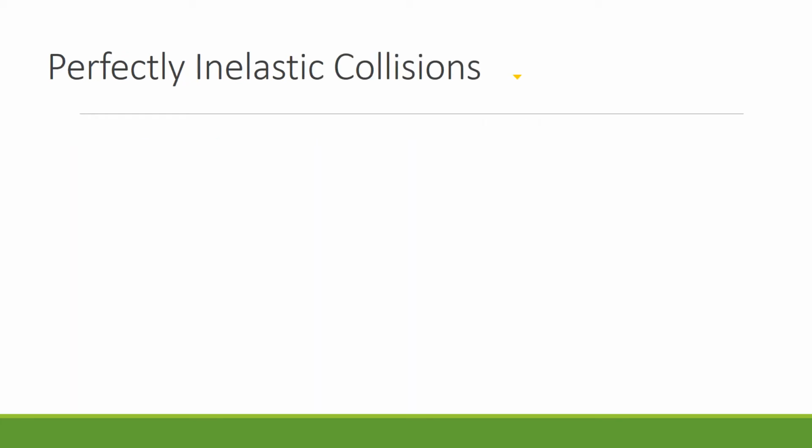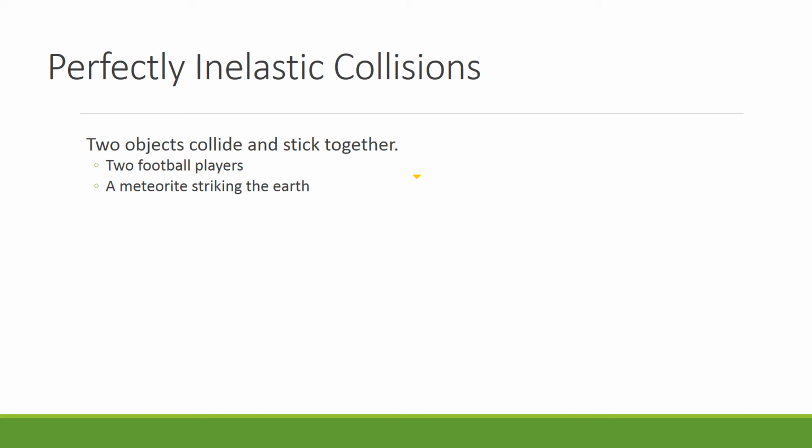Now we will start talking about perfectly inelastic collisions, which is another special case of collisions. How do I know it's a perfectly inelastic collision? When two objects collide and stick together, this means it's a perfectly inelastic collision. Like when you are playing football or when a meteoroid is striking the Earth.